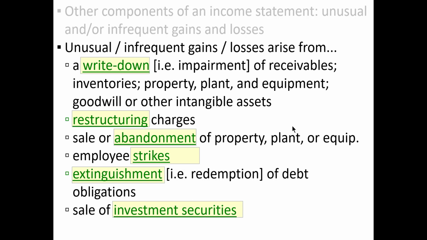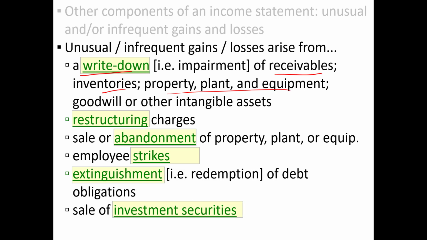Certain types of unusual or infrequent gains or losses that we might see in a business are write-downs of our receivables or inventories or property, plant, and equipment. Hey, we sort of realize that we're not going to produce as much product from this particular machine. And in fact, we may have to scrap it.